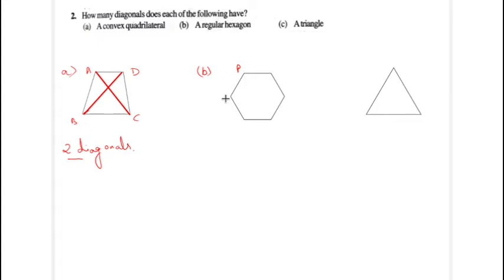Next is a regular hexagon. So first we will name it P, Q, R, S, T, U. We have named it, and now we will start drawing the diagonals. First we will consider the vertex P. P and Q we can't join, P and R.